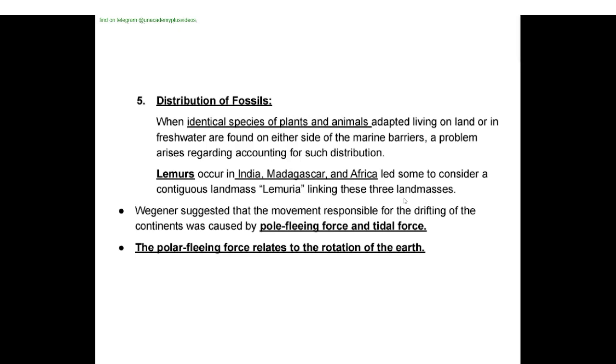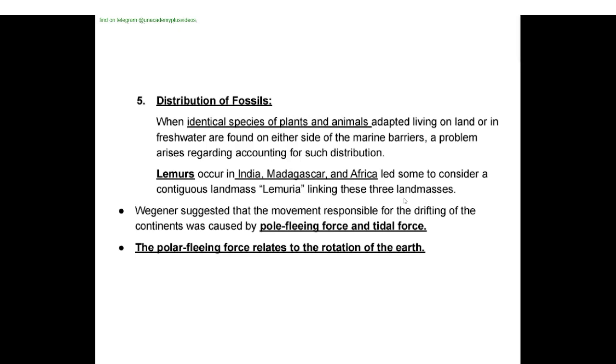Distribution of fossils. When identical species of plants and animals adapted to living on land or in fresh water are found on either side of marine barriers, a problem arises in accounting for such distribution. Lemurs occur in India, Madagascar, and Africa. Let us consider a contiguous landmass, Lemuria, linking these three landmasses, that is India, Madagascar, and Africa.